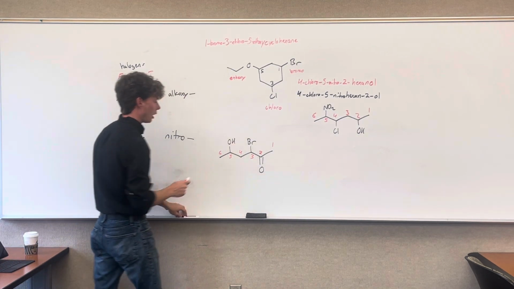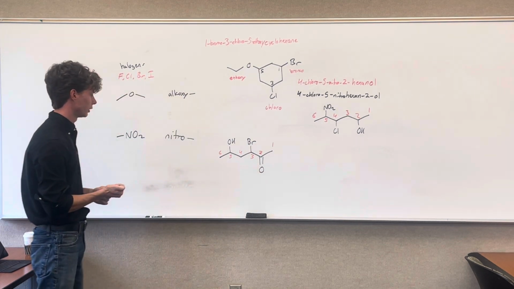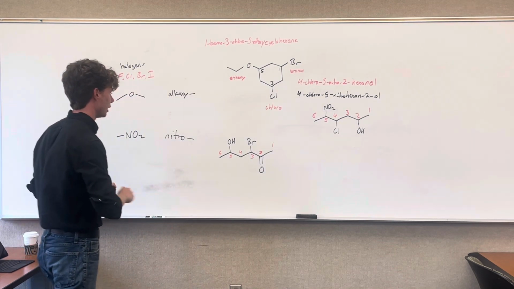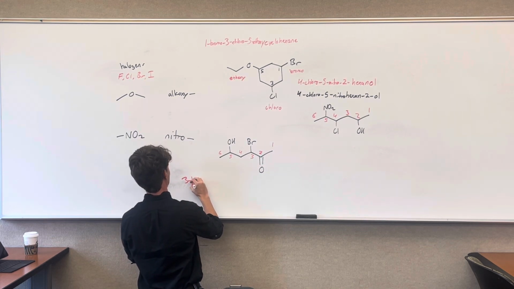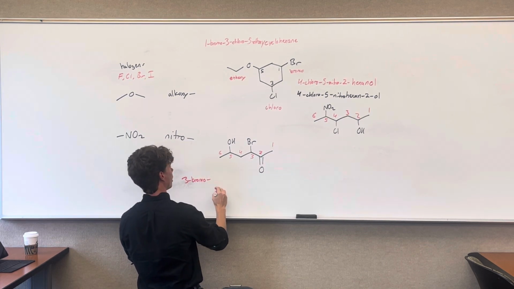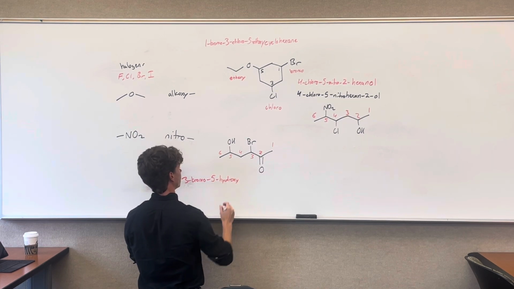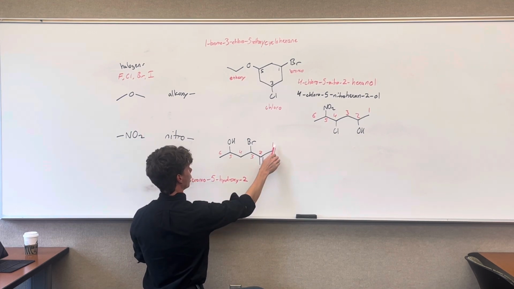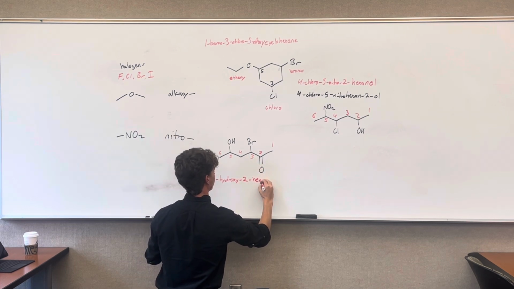That's going to turn our alcohol into a hydroxy group, a hydroxy prefix, and we have a bromine prefix. So bromo or hydroxy, B comes before H. So I should have 3-bromo, 5-hydroxy, and then 2 position, 2, my root, 1, 2, 3, 4, 5, 6, 2-hexanone, because I'm dealing with a ketone.